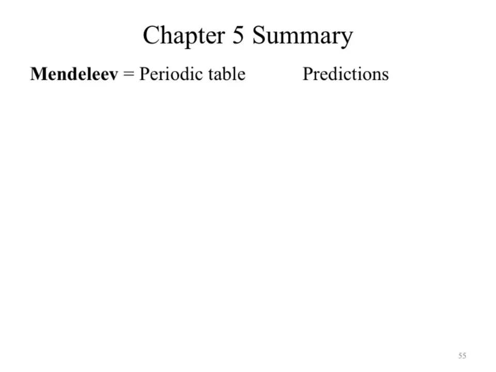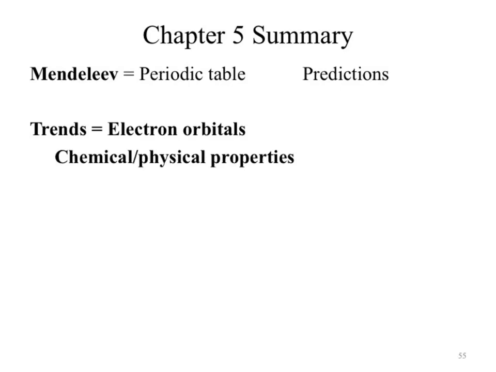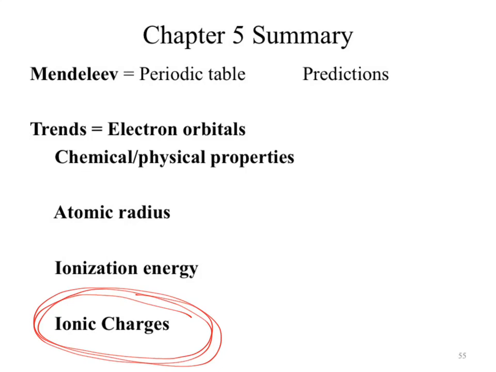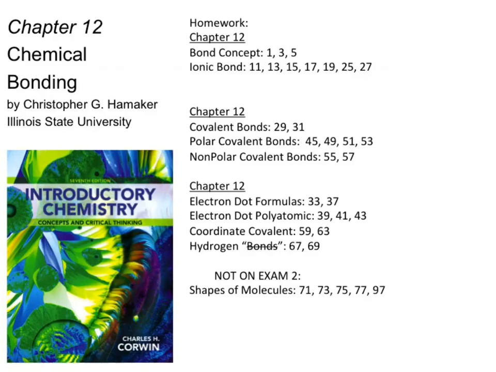Okay, chapter 5. Okay, again, split into 2 parts. We kind of went through the first part with general trends on the periodic table, and then we move into kind of more ionization energies and stuff. So you get Mendeleev periodic table predictions, trends with electron orbitals, chemical and physical properties, atomic radius, ionization energy, and ionic charges. The big one there, ionic charges. Okay, that is pretty massively important. Why is that massively important? It's how you do your nomenclature in chapter 6. Okay? Pretty sure that's it.